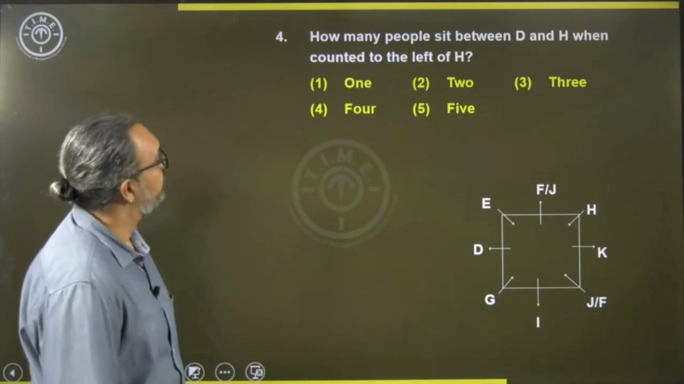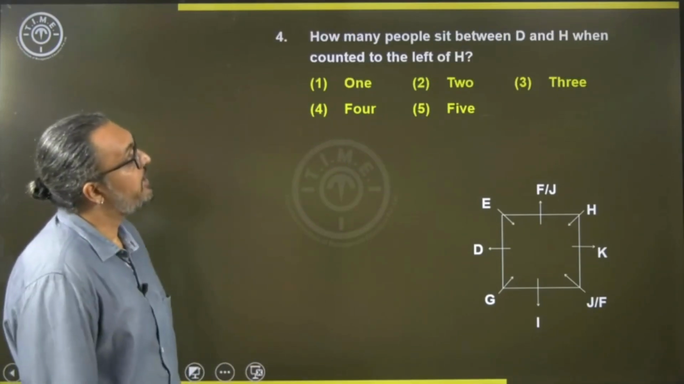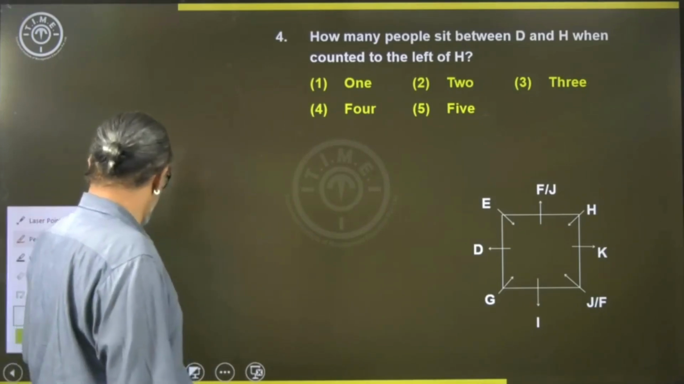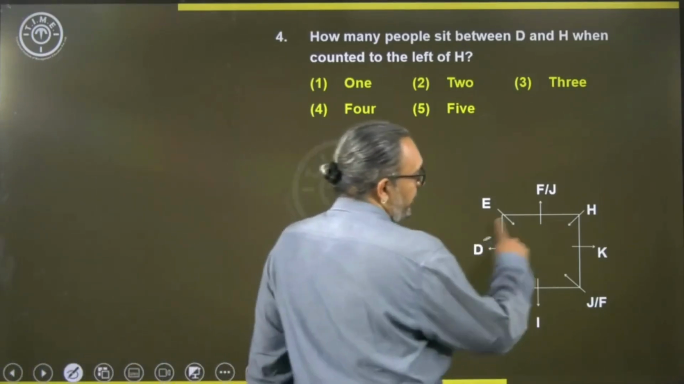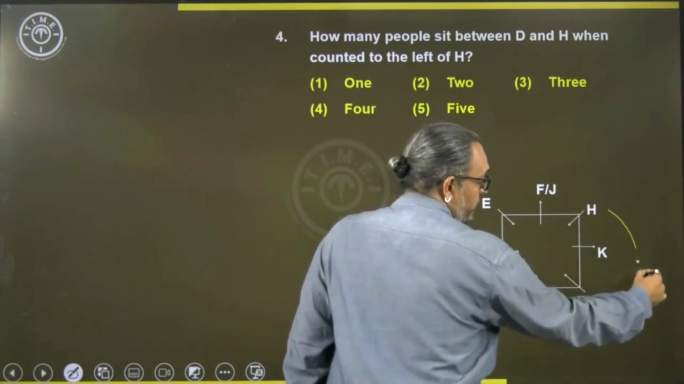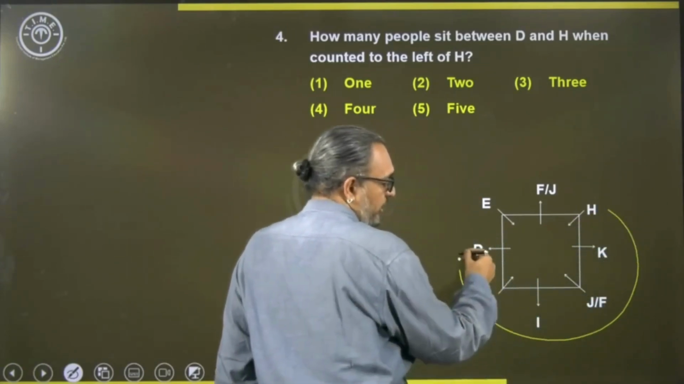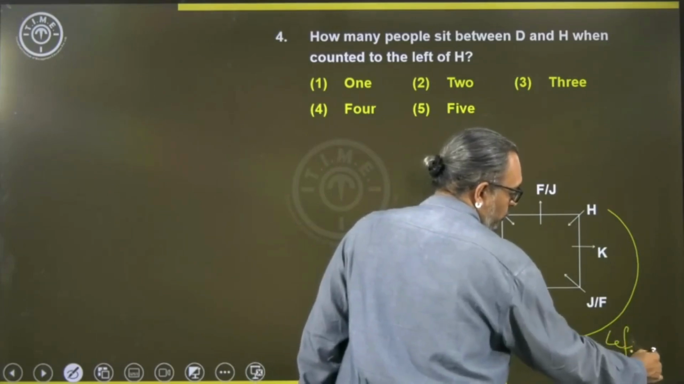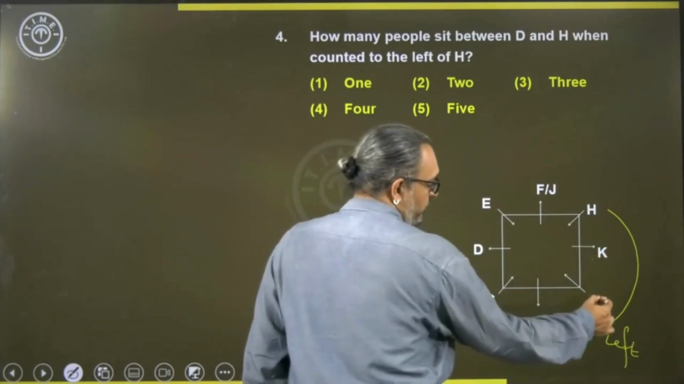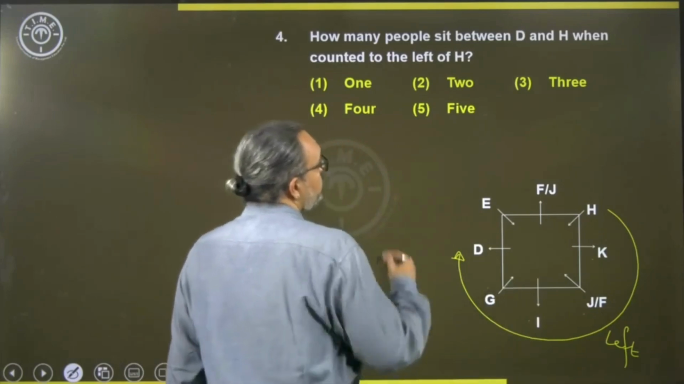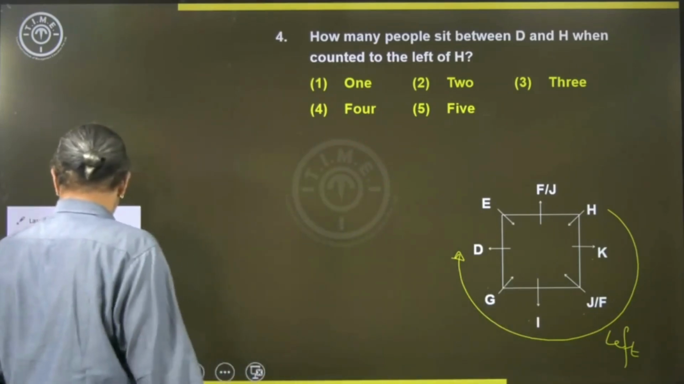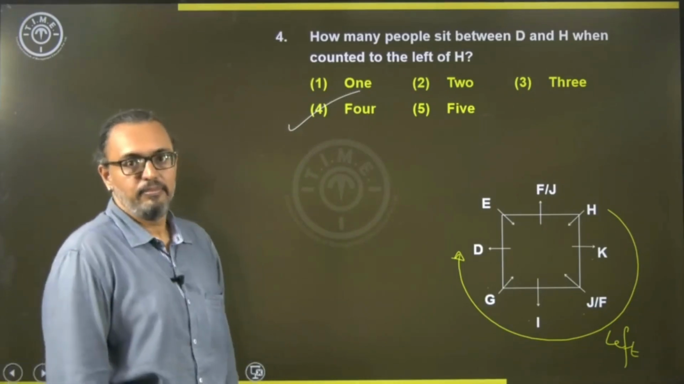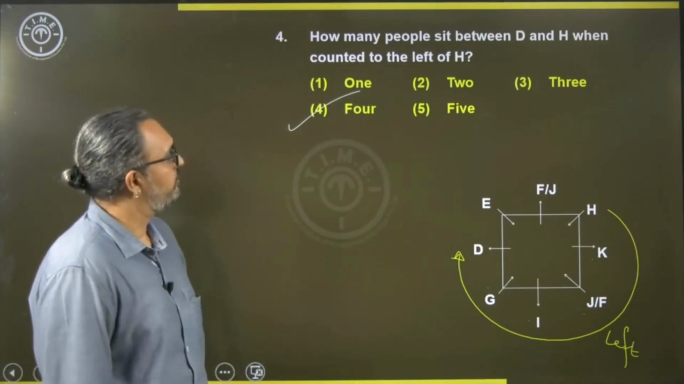Then, how many people sit between D and H when counted to the left of H? Okay. So between D and H, when you count on the left side of H, because H is facing towards the center, left will be identified as the clockwise direction. So we have 1, 2, 3, 4. So there are 4 people, and that is given in option 4. Correct? Yeah.